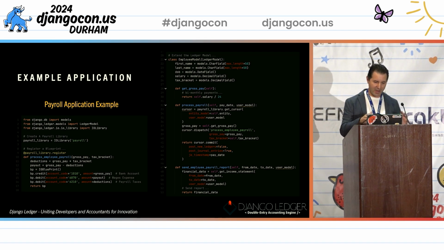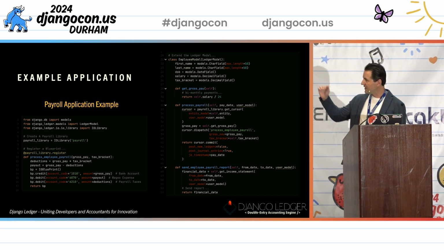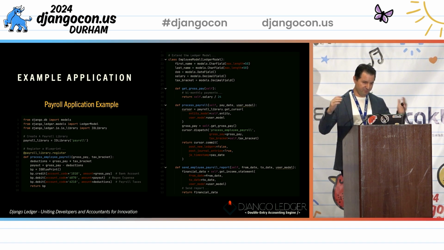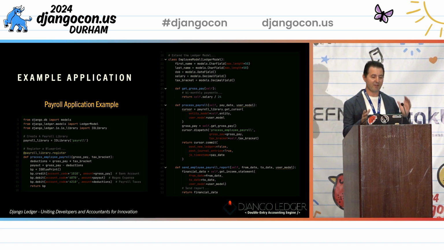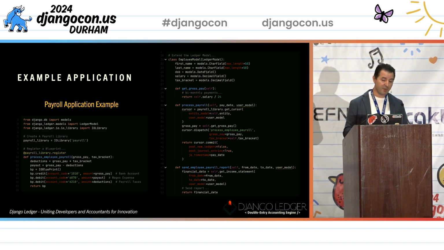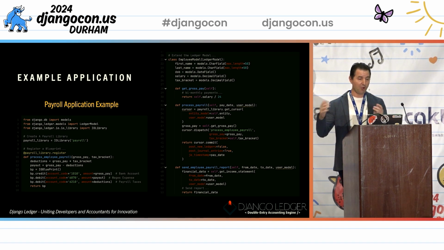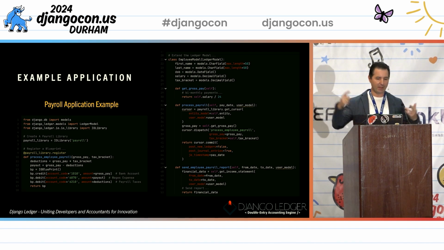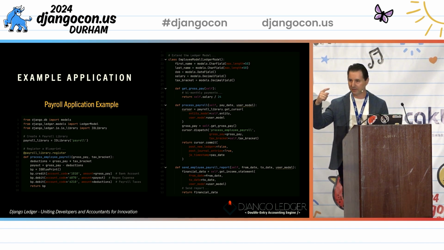And to finalize, this is an example application. Let's just say that we have an application where you're going to do some payroll. On the left is step number one: you define a payroll library, and then you define a blueprint to process some employee payroll. In this case, you're taking the gross pay and the tax bracket of that employee. On the right, you have an employee model, which inherits from the ledger model, extending it to incorporate the details needed for that employee: first name, last name, date of birth, salary, tax bracket.